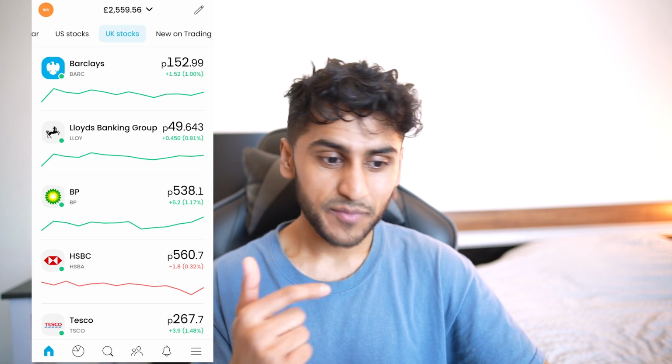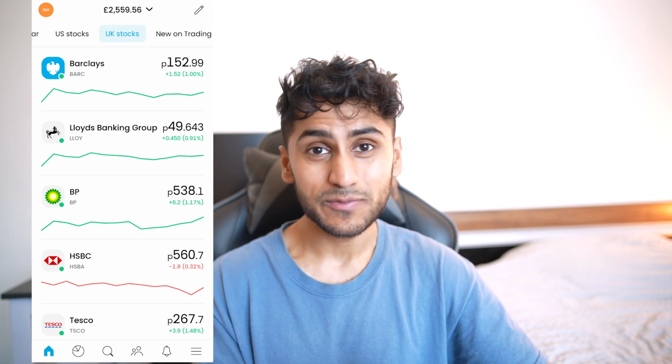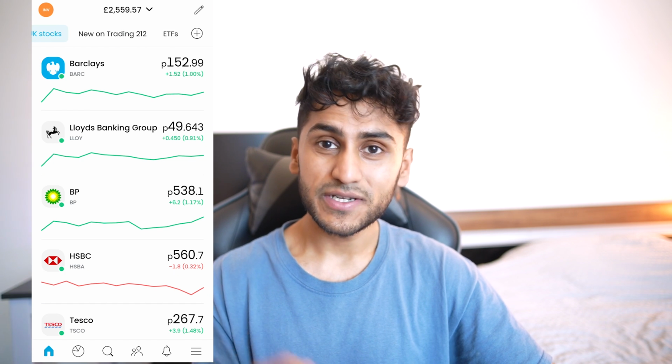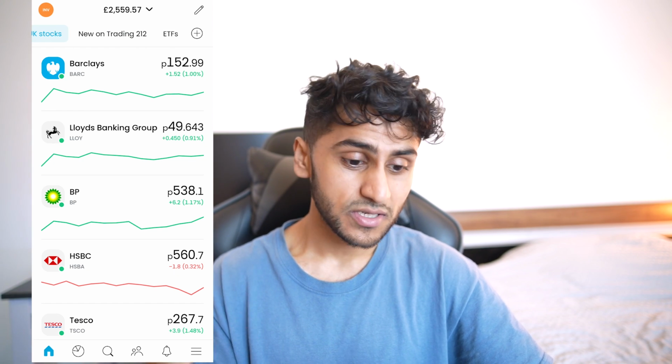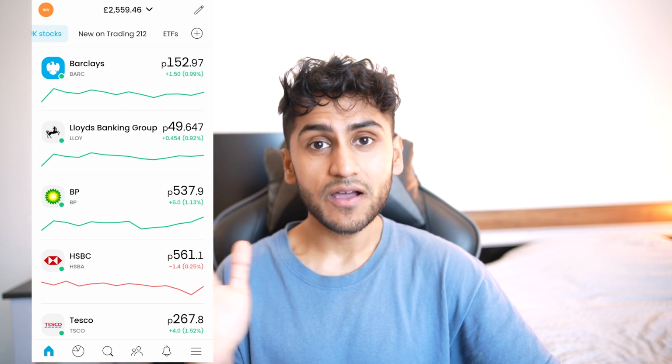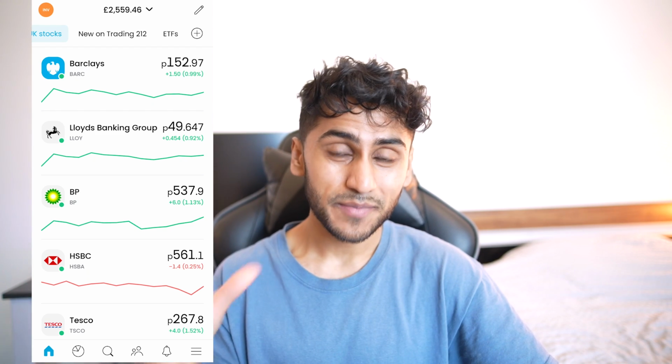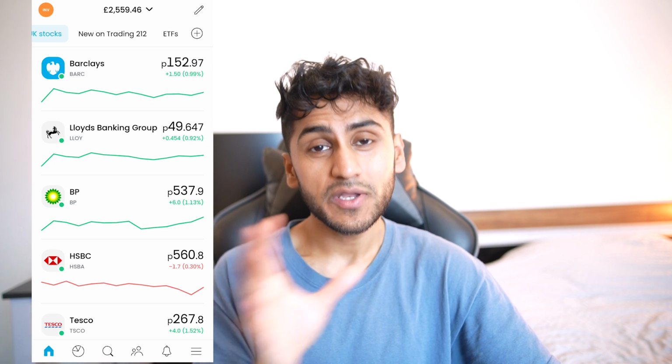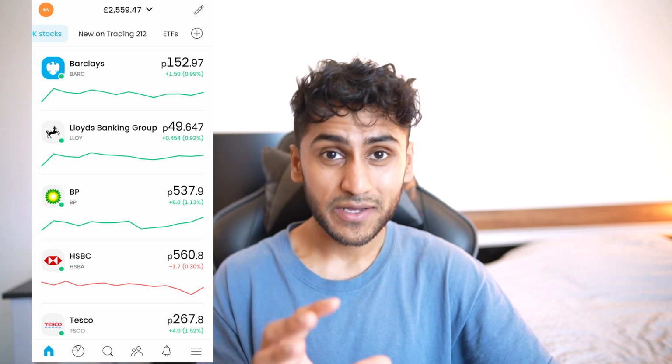So as you can see, I have my Trading 212 app open, and this is what it looks like when you log in. You're faced with a bunch of different stocks, and essentially what stocks are, are companies. So for example, Barclays, Lloyds Banking Group, BP. These are companies that are publicly traded, meaning that you can buy a stock from them. So when you buy a stock from them, you buy a very small amount of shares in that company.